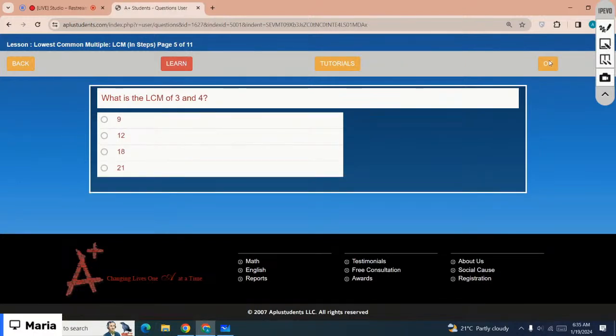Okay, what is the LCM of 3 and 4? Which is the correct option? The LCM of 3 and 4 is 12. The correct option is 12.